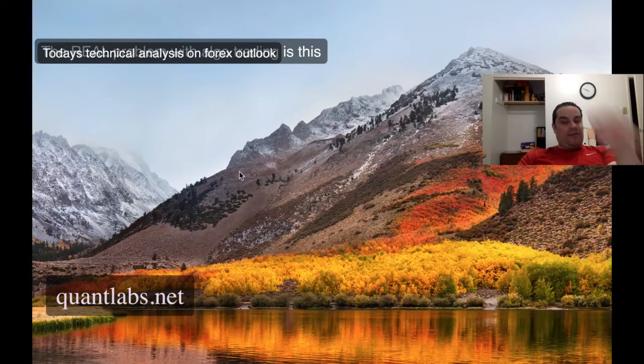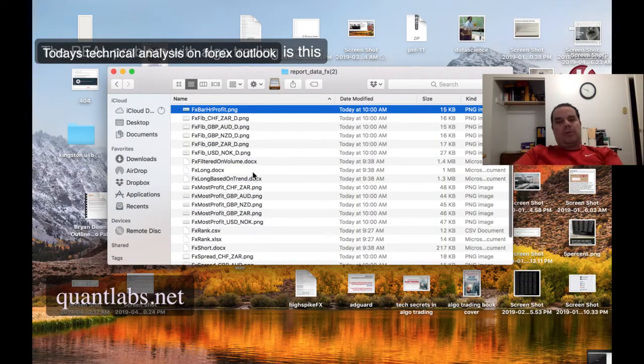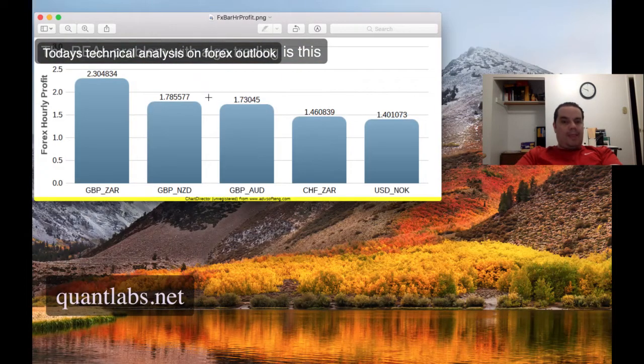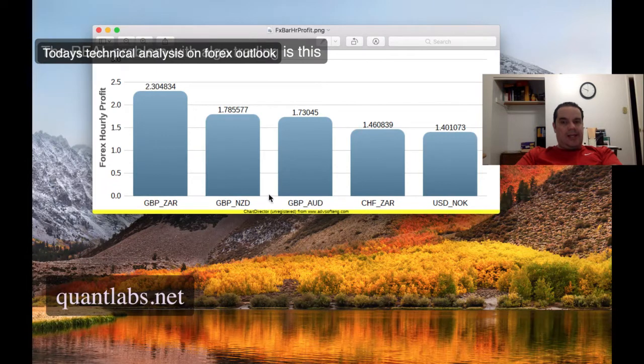Let's see if we have one more pair here. We're going to look at the most profitable over the last hour. Now, imagine that the Asian markets are currently open. So again, these look like we have moves of a British pound against the Rand, 2.3. British pound against the New Zealand dollar, 1.78. British pound against the Australian dollar, 1.73. Swiss franc against the Rand, 1.46. And US dollar against the Norwegian krone.